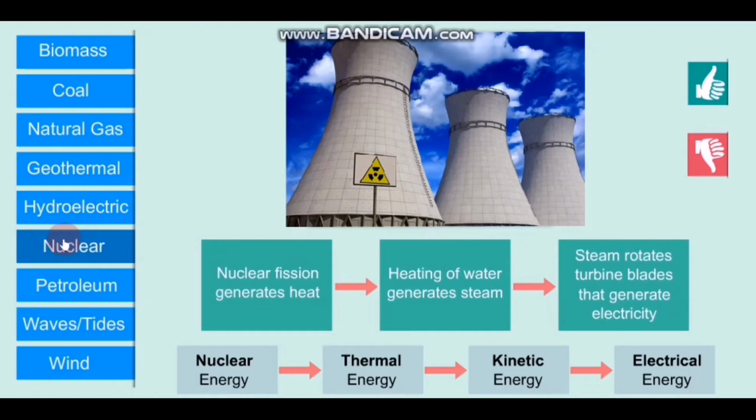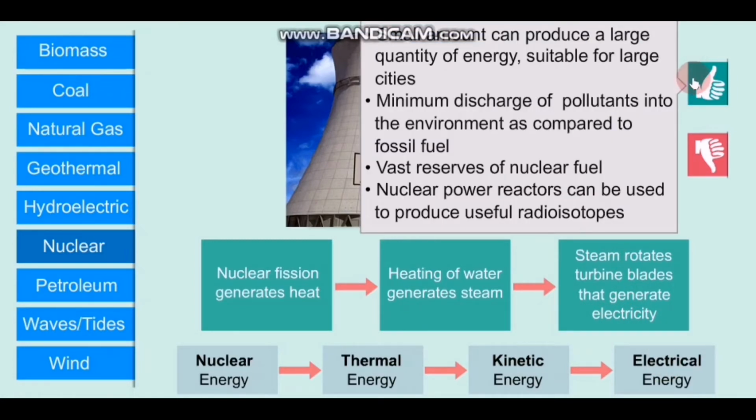Nuclear power plant. In a nuclear power plant, nuclear sources such as uranium-235 undergo nuclear fission. This process occurs inside the nuclear reactor, and it produces an enormous amount of energy which is used to heat the water and generate steam. And this steam is used to rotate the turbine blade and induce electricity. The conversion of energy is from nuclear energy converted into thermal, converted into kinetic, and finally into electrical energy.